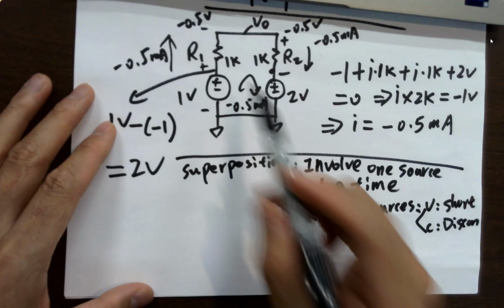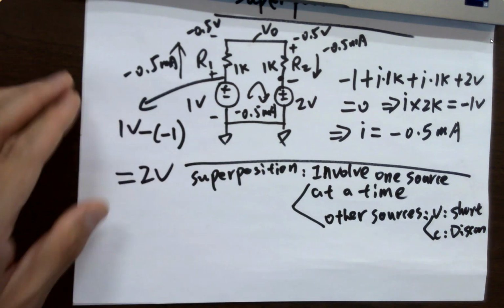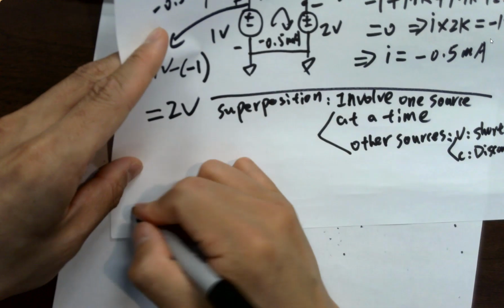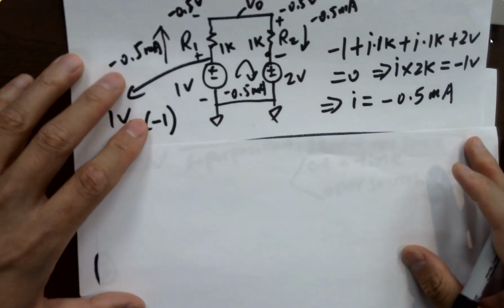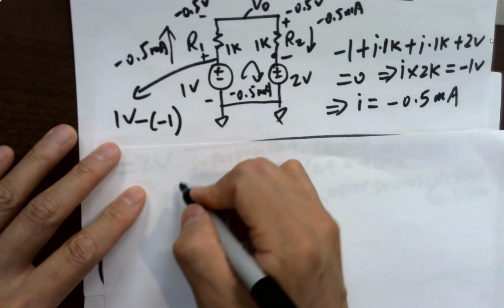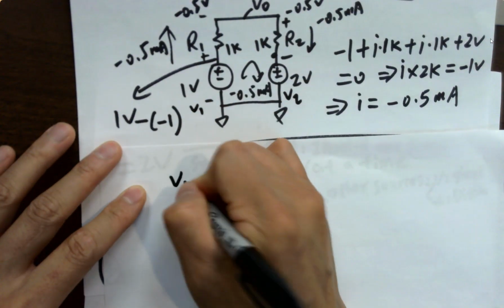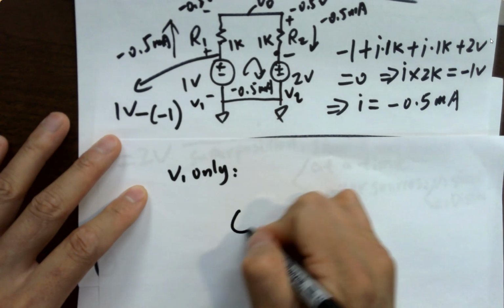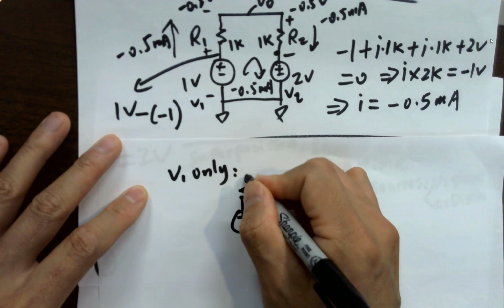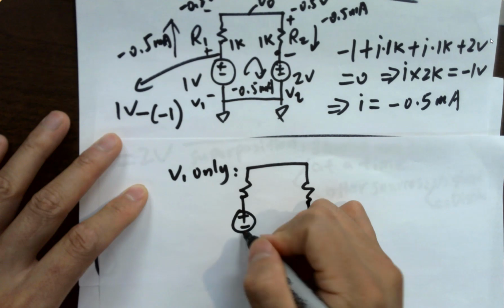So for this case, we look at each source at a time. Same circuit, right? Looking at each source at a time. For example, we label it V1 and V2. So we do V1 only. When it's V1 only, we keep V1 in there. And V2, we short it to ground.